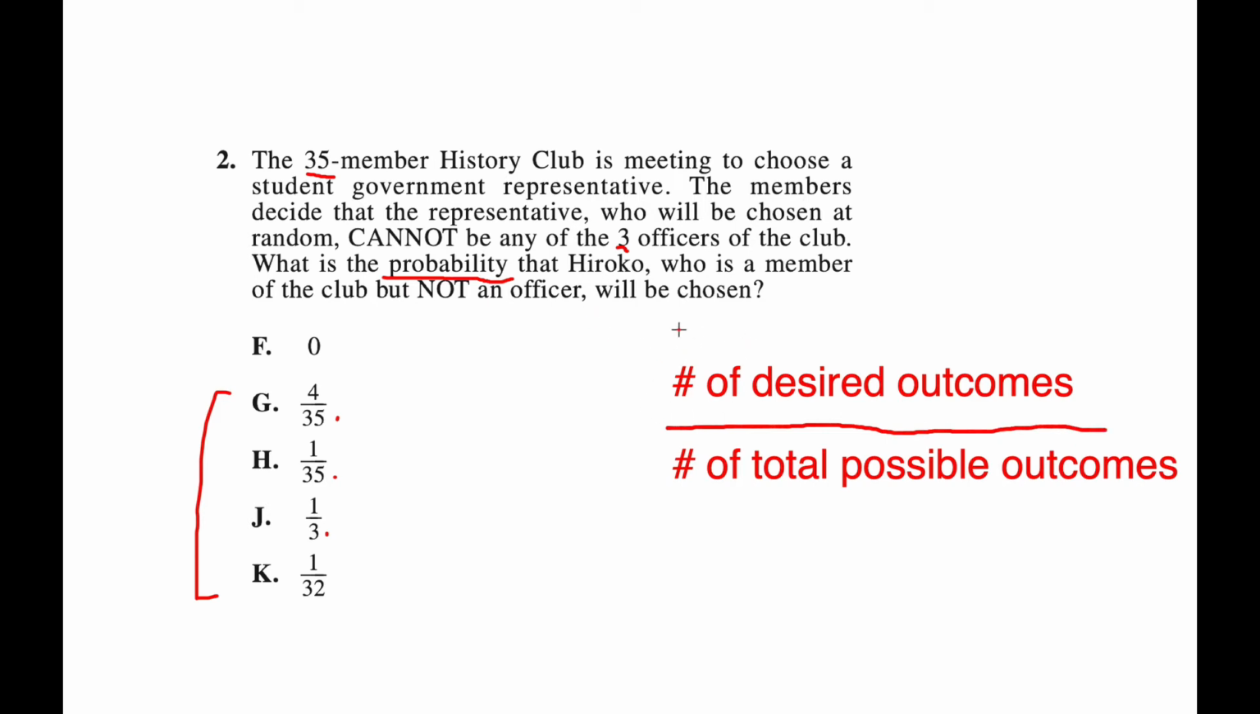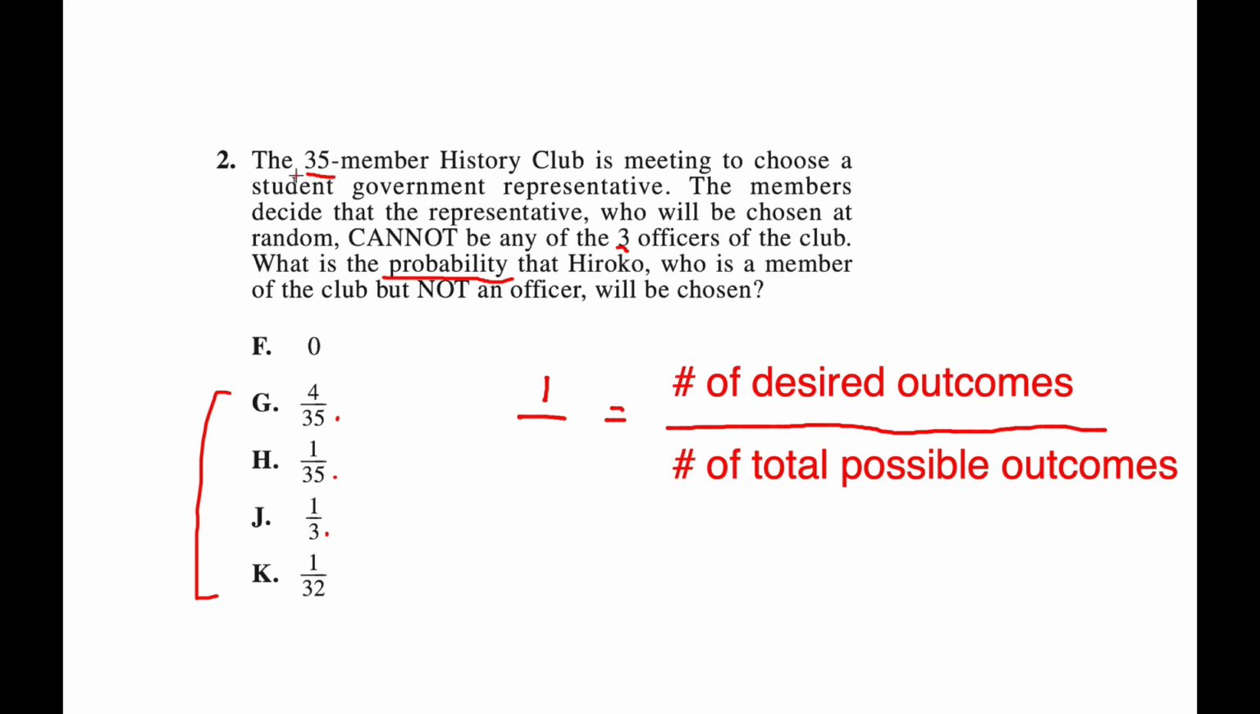So in this particular case, let's think about the number of desired outcomes. Essentially, we're looking for the probability that this one person, Hiroko, is going to be chosen. So the number of desired outcomes is just going to be 1 for that one person. And now let's think about the number of total possible outcomes. So how many possibilities do we have when we actually choose this representative?